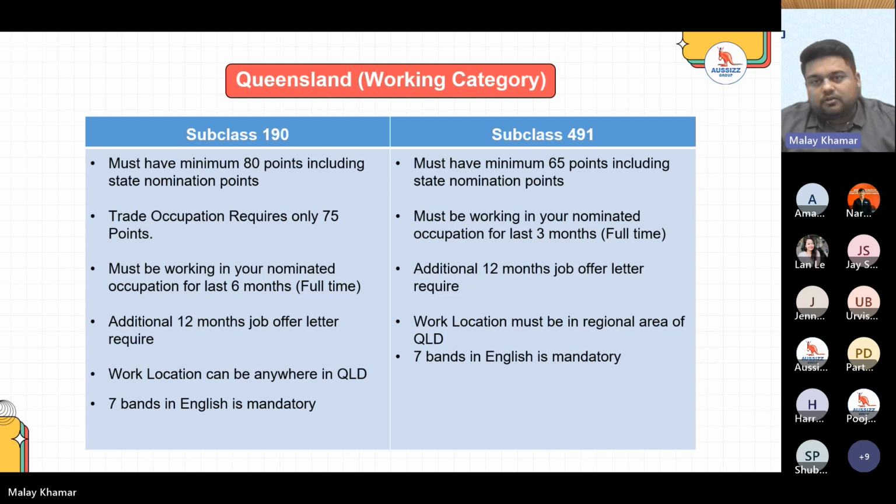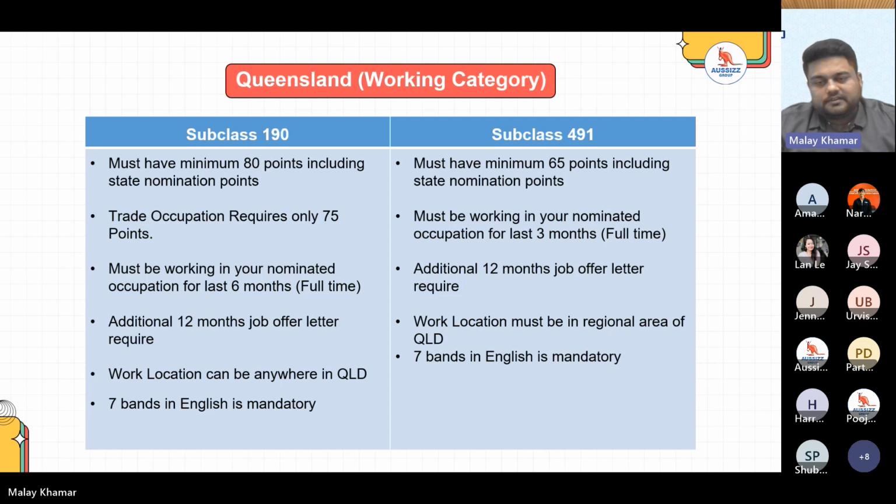However, some trade occupations have been invited without 7 each, but it's only with trade occupations, like motor mechanic, chef, and carpenter. So there is flexibility of getting invitations for trade occupations without 7 each as well. But for the professional category, it's a mandatory requirement.